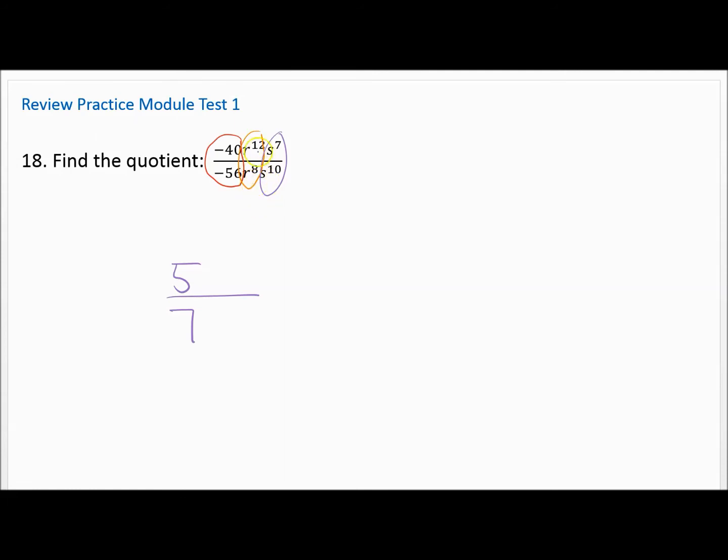Now let's move to the r's. I have an r to the 12th on top, an r to the 8th on the bottom. Remember, the rule is when you divide bases, you subtract exponents. 12 minus 8 is 4, but notice the 12 is the bigger.